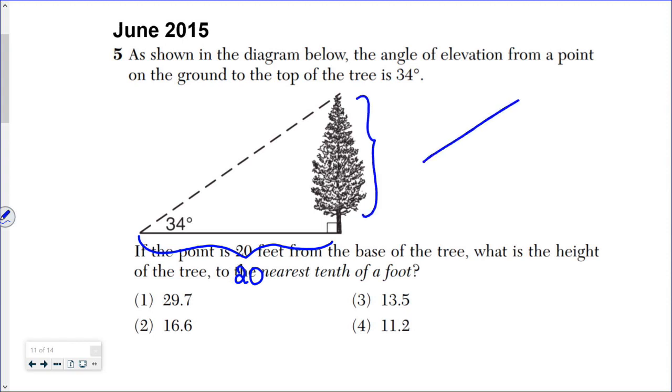Let me just redraw this picture really quick so that I don't have trees sitting there. Let me put a little H here for height. Let me put a 20 there. Let me put the 34 degrees here, and then it's all about SOHCAHTOA.